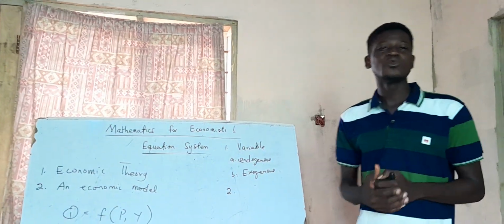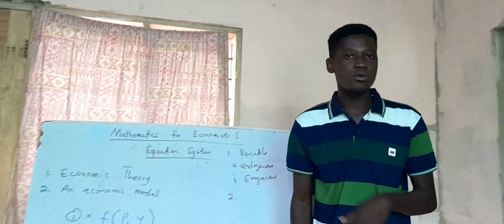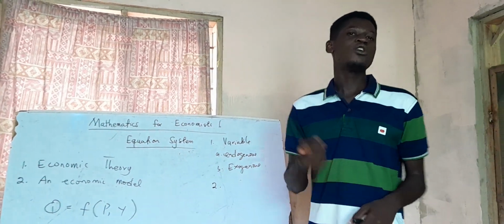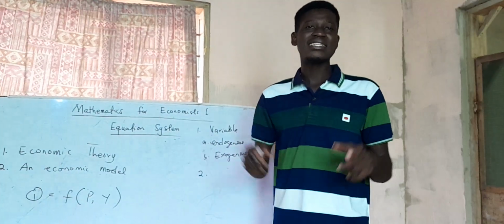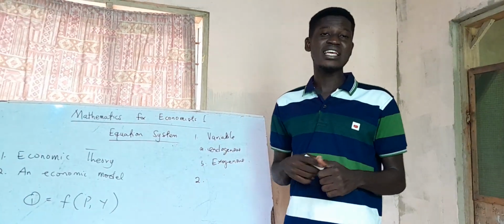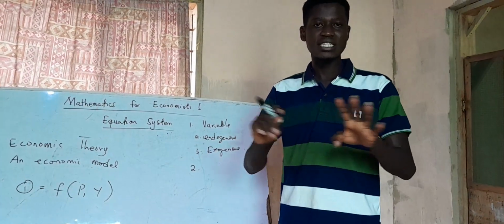Now, apart from a variable, we may have another component of an economic model known as a constant. The constant is the opposite of a variable. Since a variable changes, constants do not change. A constant is anything whose value does not change in a given model.